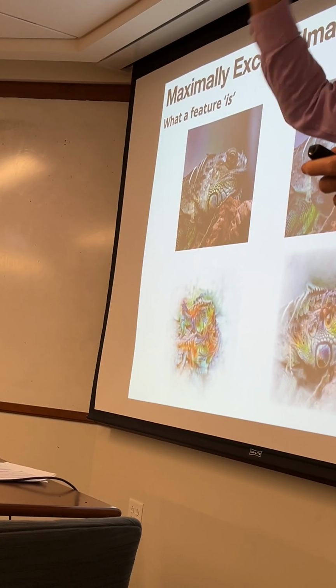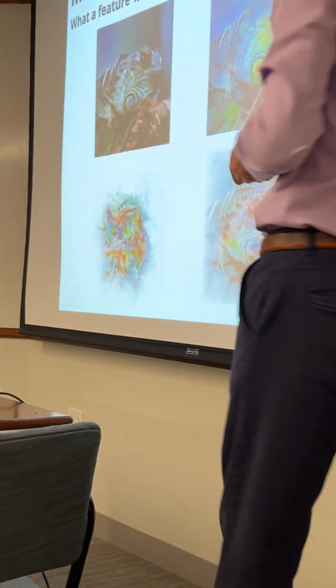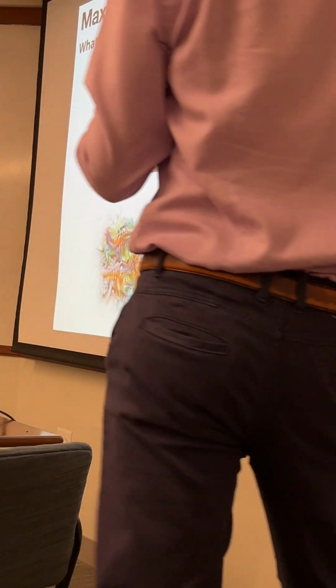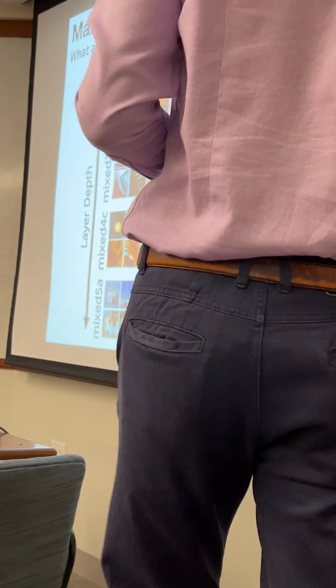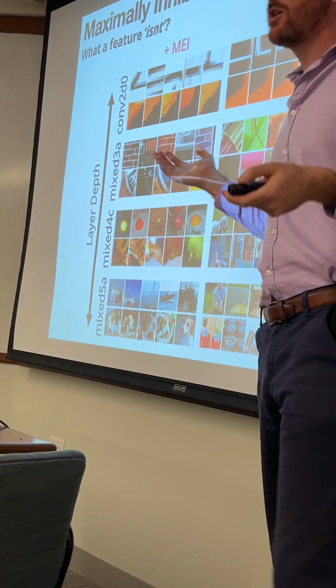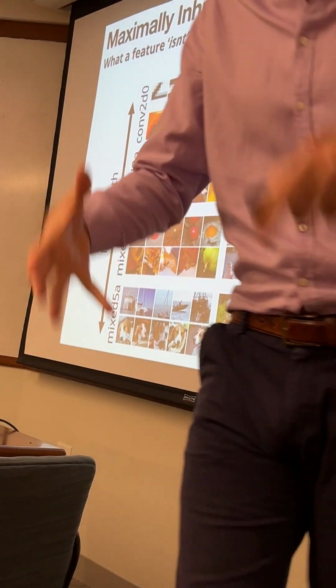But that doesn't tell you why the duckbill is not the banana, right? We need to know why something is not an example of the feature. Okay, so maybe you could do the opposite, right? Maybe you could look at maximally inhibiting images, those images that make the feature most suppressed, that return a negative activation.